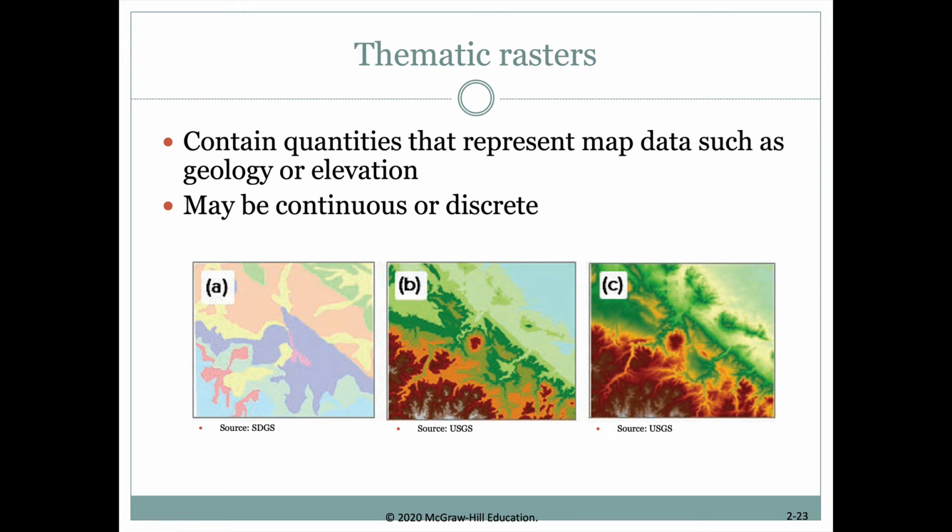When we're displaying raster data, we can think about that in two different ways. We can either be showing discrete data, such as this geologic map here, where each of these different colors represents a different geologic unit, or we could be representing continuous data like we're seeing here, where the values would be continuous from high to low as we change in elevation across this terrain. Both of these would be examples of thematic maps that are made with raster data.